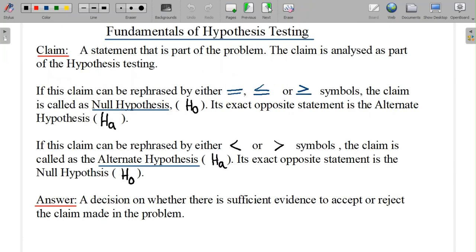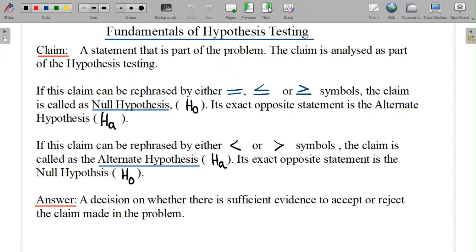So this claim can be rephrased either using the equal to symbol, the less than or equal to symbol, or the greater than or equal to symbol. The claim is called the null hypothesis. Its exact opposite statement is called the alternate hypothesis. We use the symbols H0 and HA to refer to the null and alternate hypothesis statements.